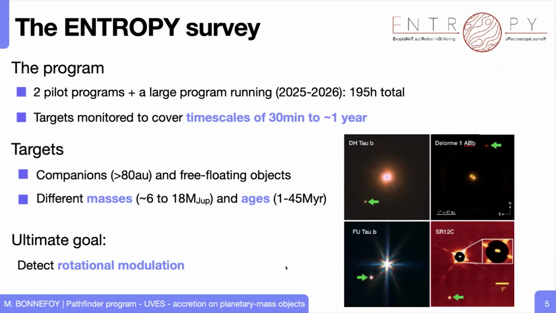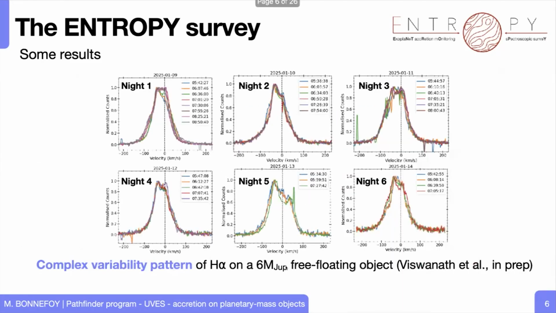So we're investigating the variability, in particular on the relatively short time scale of a few consecutive days, to map possible modulations of the line profile induced by the rotation of the object, to evidence the funnel flows getting in and out of the field of view as the object is rotating. And so today the survey is running, so I can show you some snapshot results.